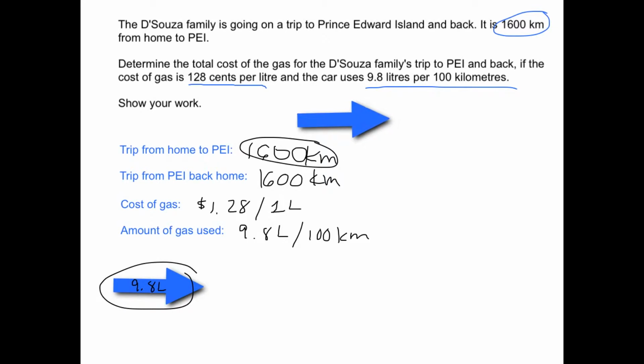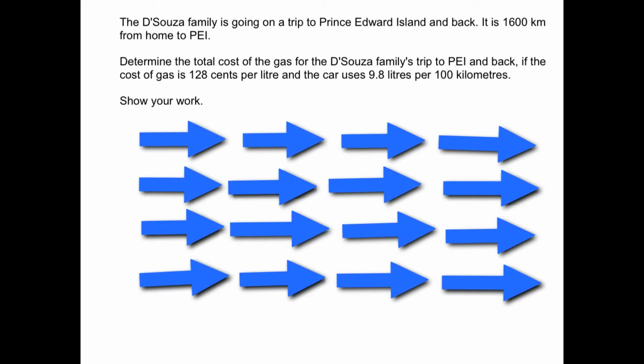Let's say that one arrow represents a distance of 100 kilometers. How many times does 100 go into 1,600? Well, 1,600 divided by 100 is equal to 16. So how many groups of arrows do we need to make to represent 1,600 kilometers? That's right, 16 arrows. If every arrow represents 100 kilometers, and I draw 16 arrows, that's 100 times 16, a total of 1,600 kilometers. This represents the D'Souza family's trip one way.